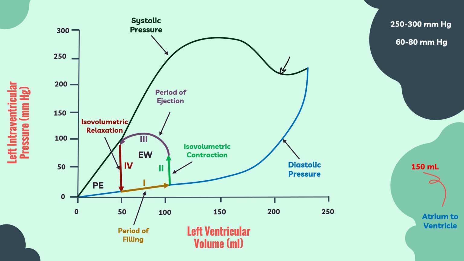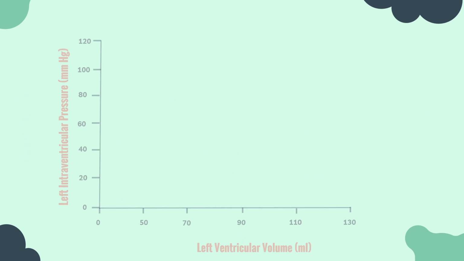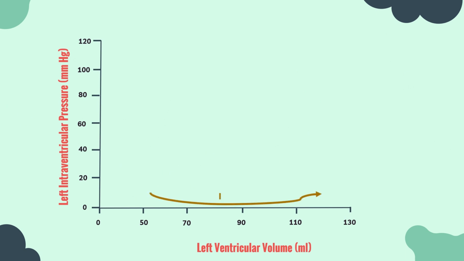Now let's focus on the volume pressure diagram during a cardiac cycle. These lines form a loop called the volume pressure diagram of a cardiac cycle for normal function of the left ventricle. Let's study a more detailed version of this loop. It is divided into 4 phases. Phase 1 is the period of filling.